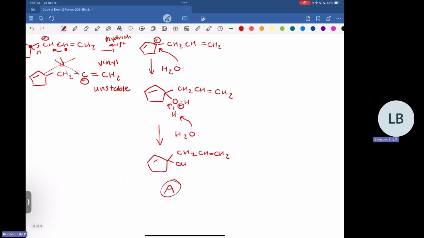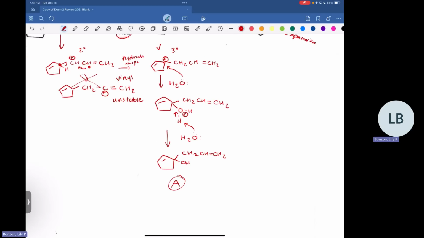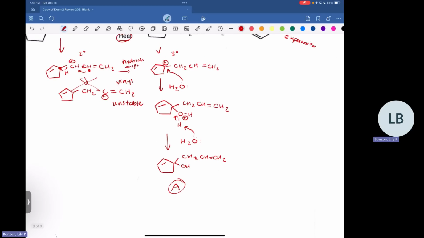You mean like if it's on the bottom or on the top? Yeah, this would be fine. Either one is fine. But if you want to, you can make sure it looks exactly like the given product.